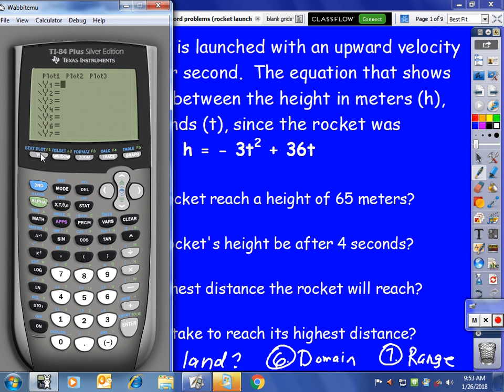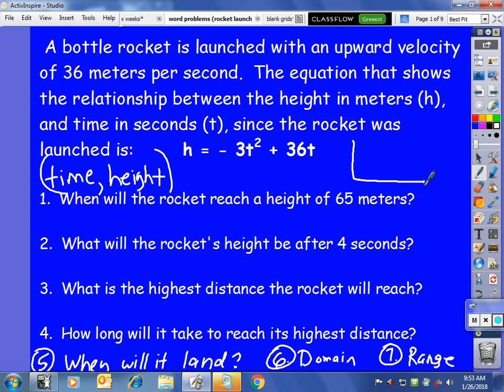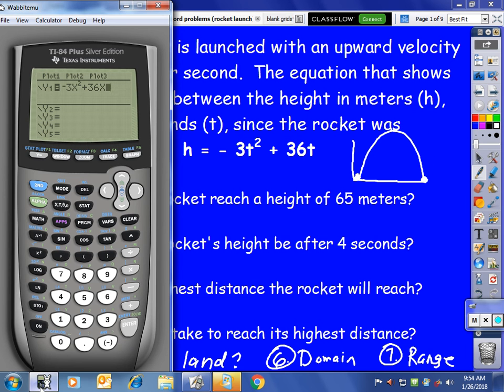I'm going to put my equation in. Y equals -3x squared plus 36x. What's the y-intercept of this equation? 0. What does that mean? It was launched from where? The ground. It wasn't launched from a platform. It was launched from the ground. It's going to go up to its highest point and then come back down.